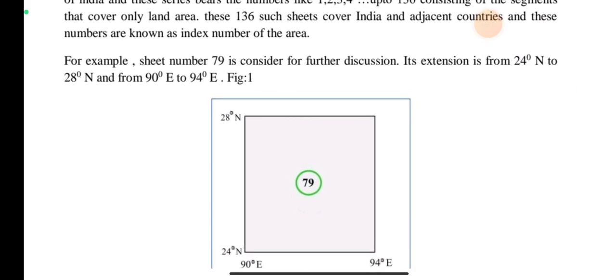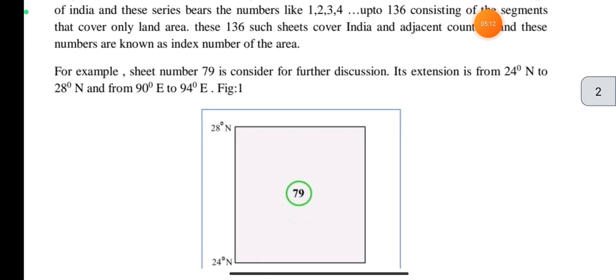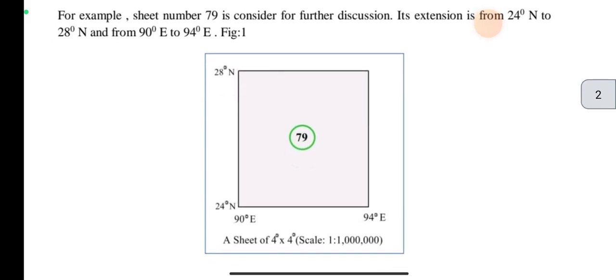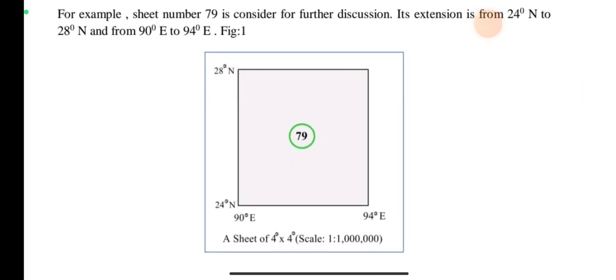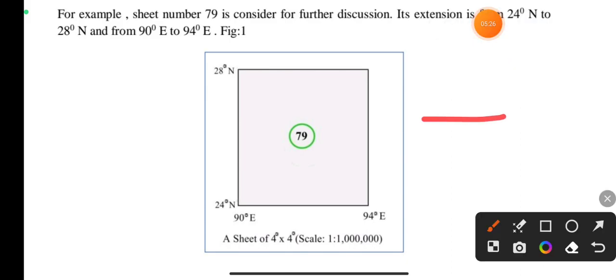Specifically, there is no mention about the exceptions, so ignore that point and come to the main point. For example, sheet number 79 is considered for further discussion. So through one example, it is discussed how the number system is given to the maps or the area. Okay, so here you will understand very clearly.